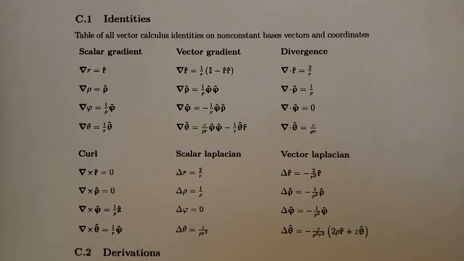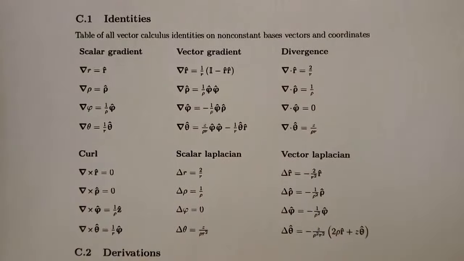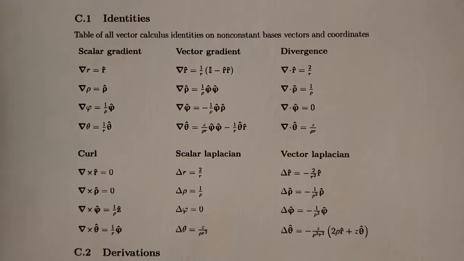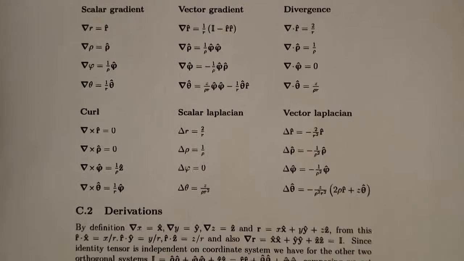vector gradient, and divergence. Maybe you are familiar with these identities, where r, rho, phi, and theta are the corresponding coordinates, which describe a point in spherical and cylindrical coordinates. What is important to note is that you have to be familiar with these coordinates just a bit. Okay, so let us dive into that. Here is the derivation.